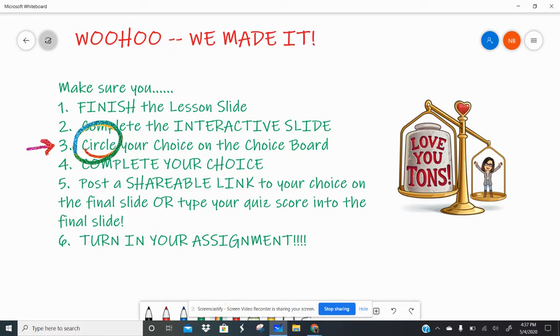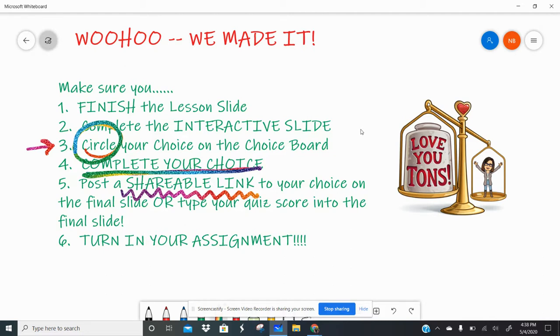You can still do the quiz that's in Schoology, or you can do one of the other options, right? So circle the choice that you want from the choice board. Then complete the choice. You have to actually do it, right? This is the assessment part of the lesson. Once you've finished your choice, you need to post a shareable link to the choice board, right? Or to that final slide. It has to be shareable with me.